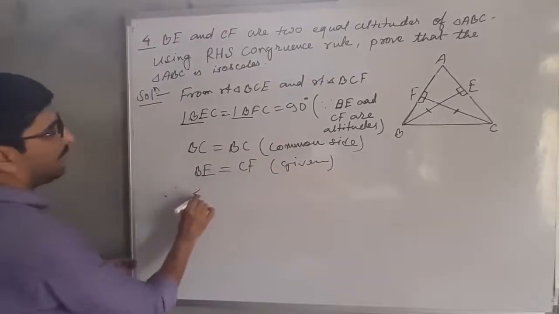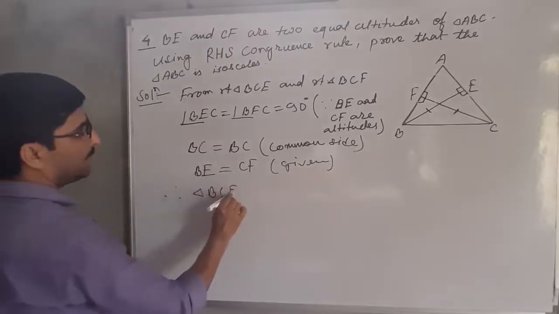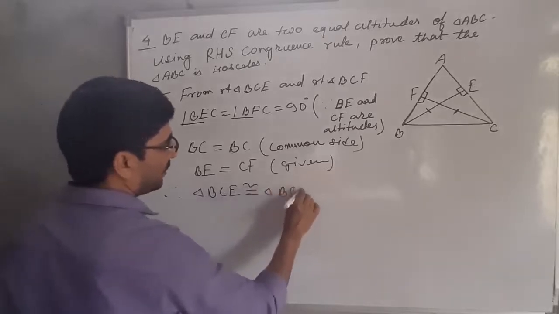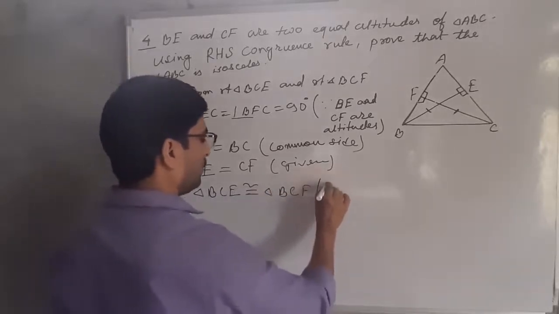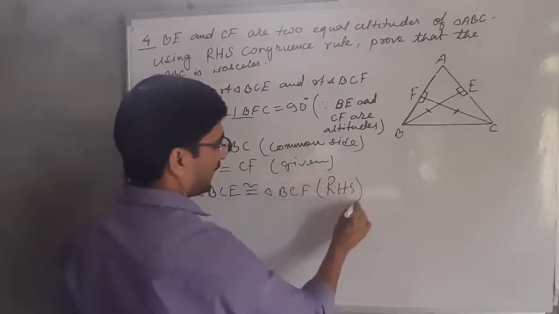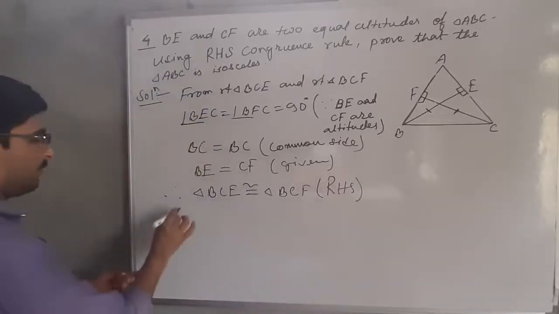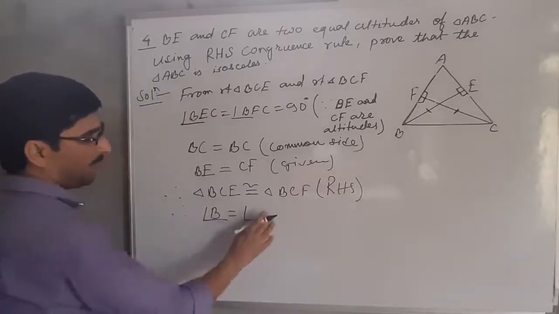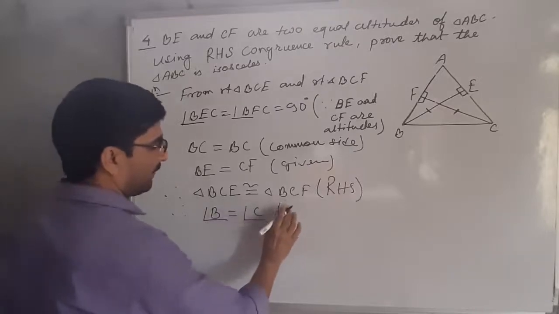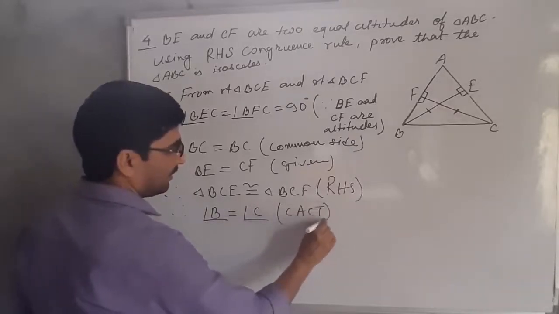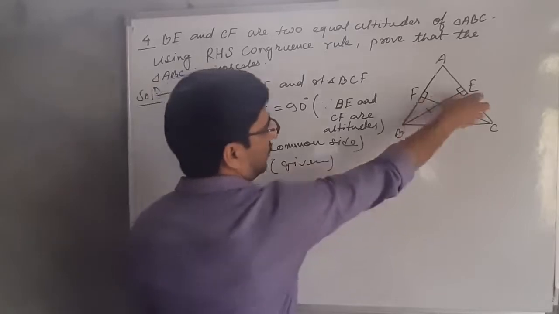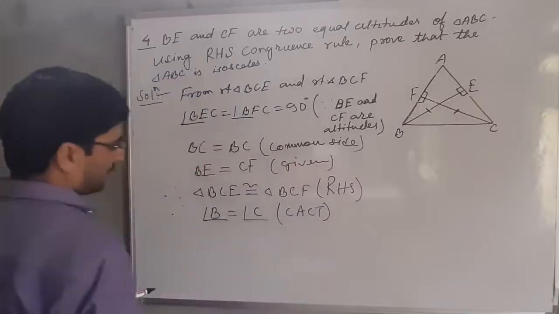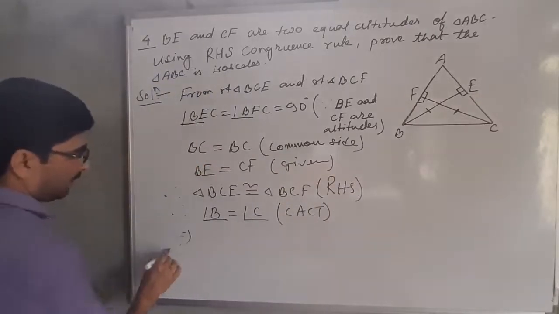Therefore triangle BCE is congruent to triangle BCF according to RHS. These two triangles are congruent. Therefore we can write directly angle B equal to angle C, by CPCT. Since this triangle and this triangle are congruent, these angles are corresponding angles. So, corresponding angles of congruent triangles.